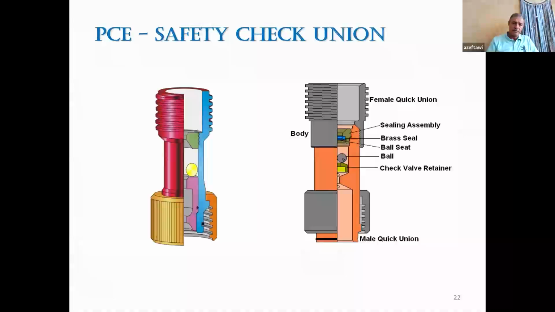This safety check union, we put it below the grease injection head. It is actually a ball and seat. As long as you have the wire inside, this ball is on the side. The moment you lose your tools, the wire comes out and the ball drops to the center. What comes after? The well pressure. The well pressure will push it, and it will sit on its seat as a blind, preventing the well pressure from escaping. So it's a ball and seat at the end. This is what we call a safety check union or ball check valve. We put it below the grease injection head.